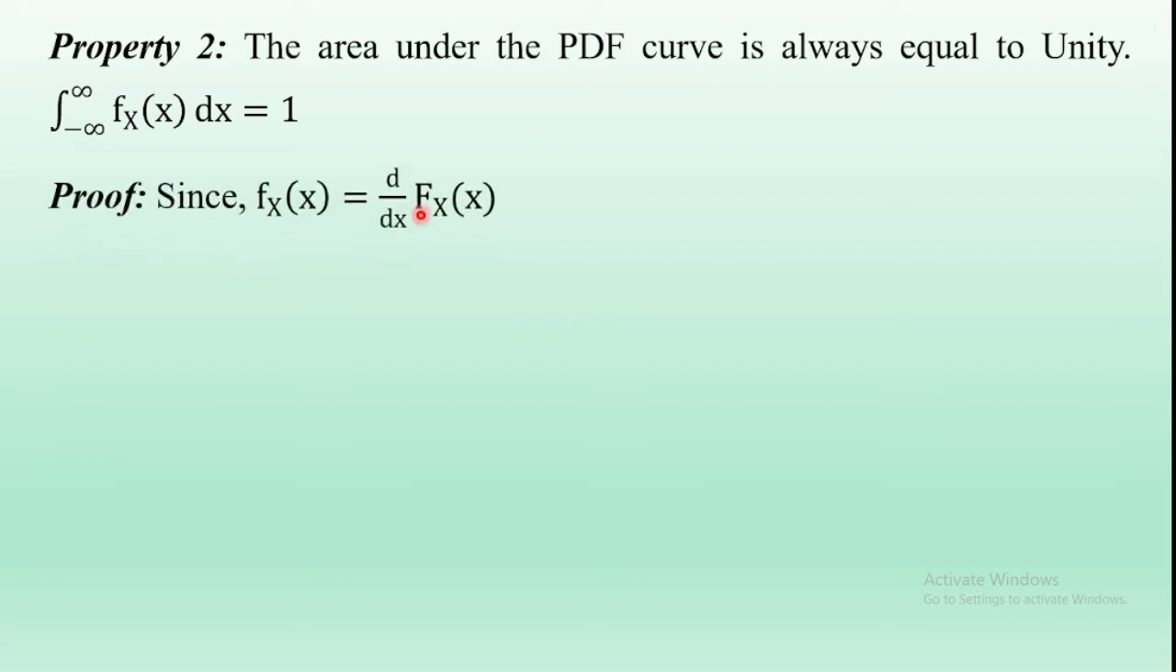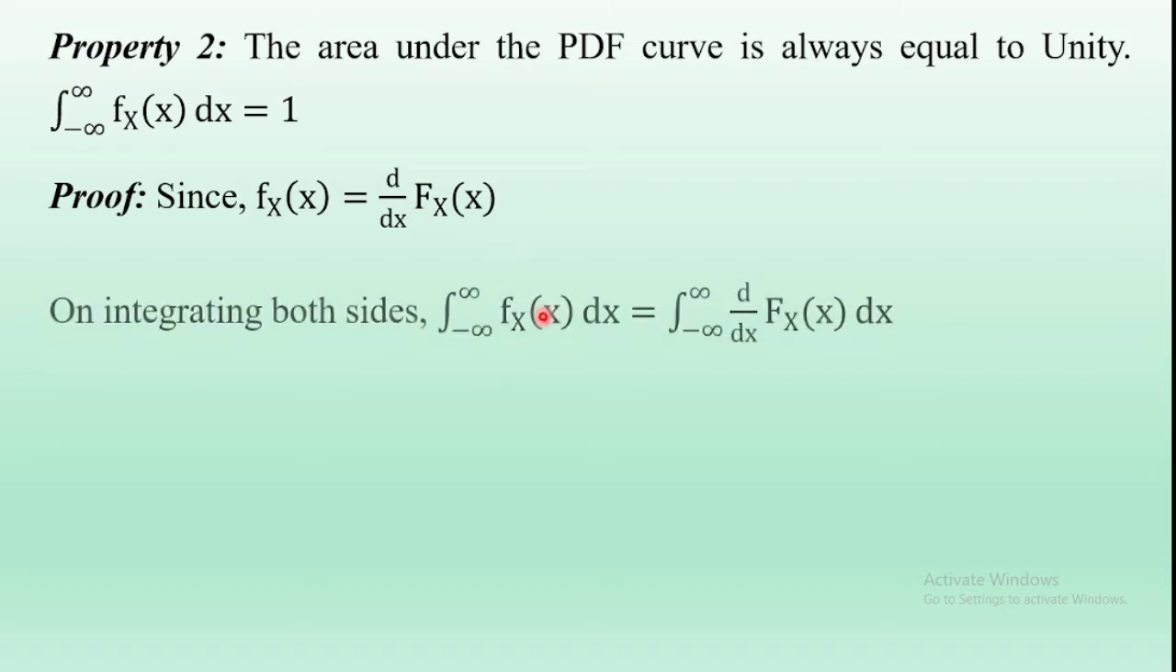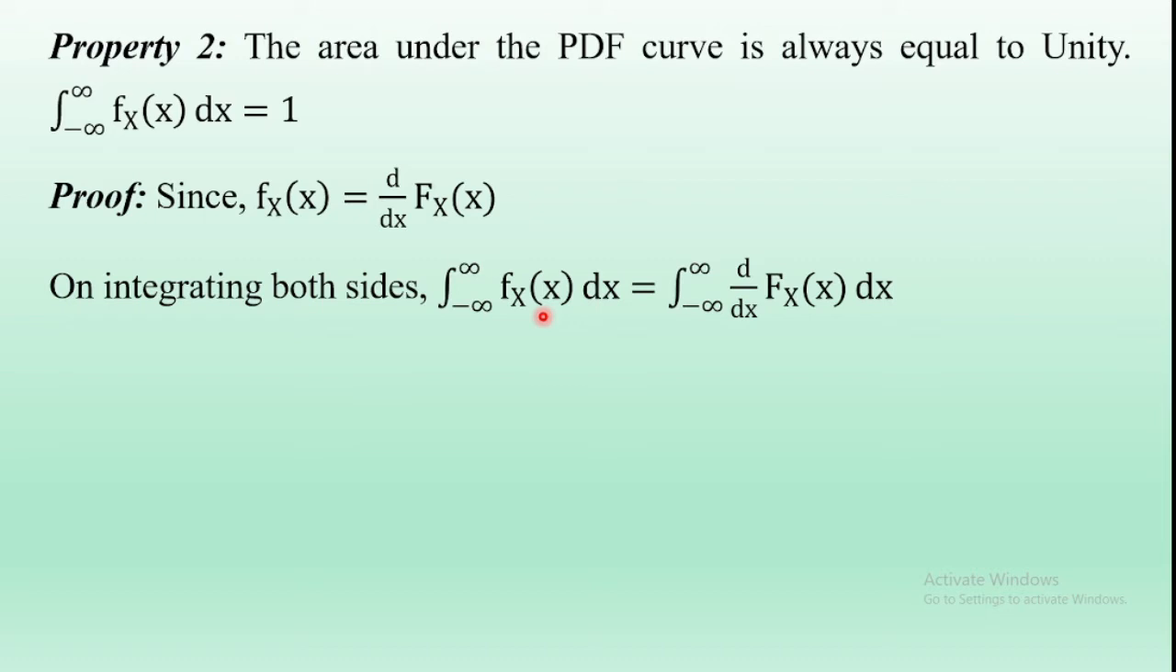Proof. Coming to the proof, we know that from the definition of the density function, the probability density function is the derivative of the distribution function. That is, fX(x) is equal to d/dx of capital FX(x). On integrating both sides, the integral from minus infinity to infinity of fX(x) dx is equal to the integral from minus infinity to infinity of d/dx FX(x) dx. So integrating the above equation on both sides, we get this resultant term.